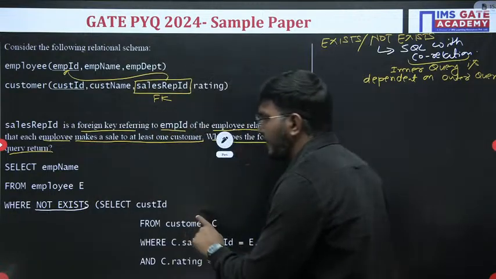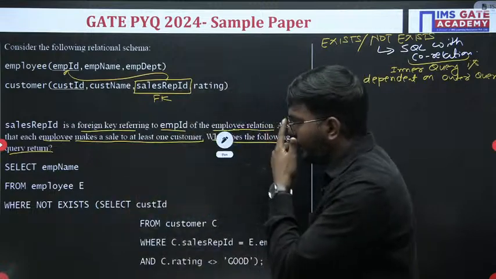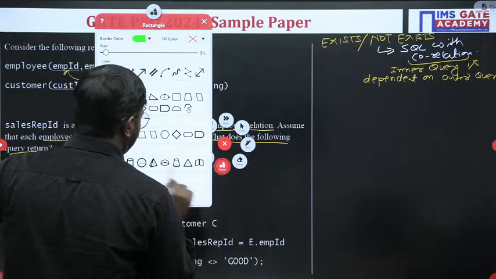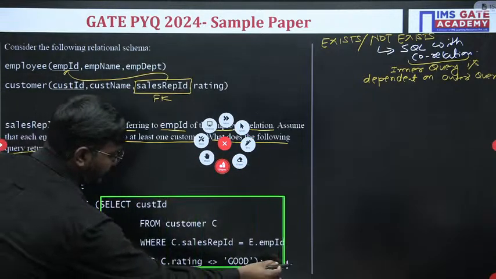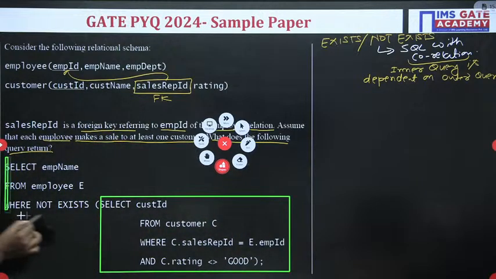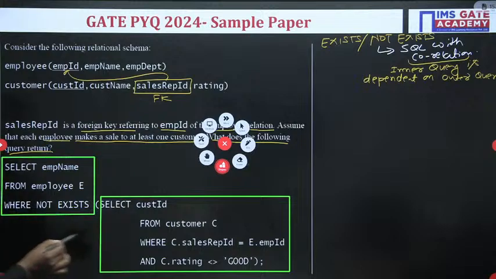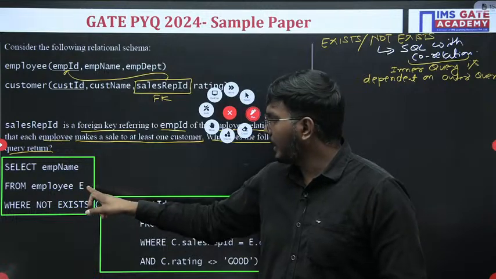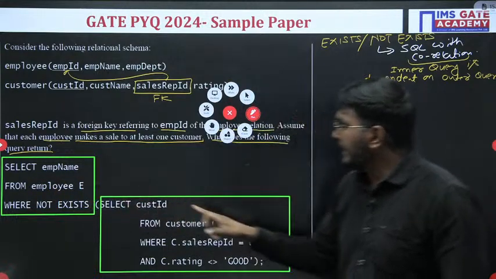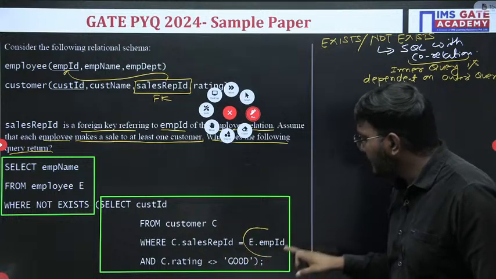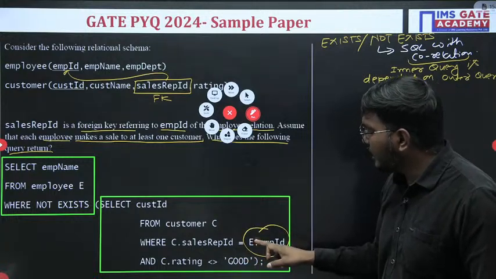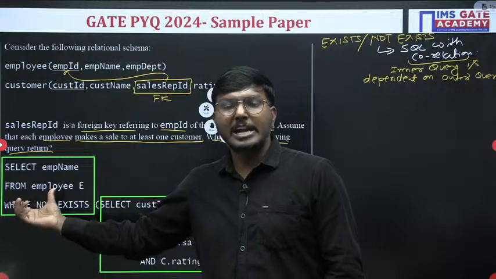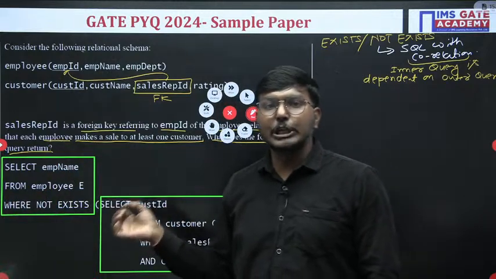Like here, this complete section is our inner query, and this is our outer query. If you observe carefully, the outer query relation is E, employee E. Now in the inner query we are using E dot employee ID. This E refers to the relation of the outer query. It means the inner query is dependent on the outer query, so this given SQL is a SQL with correlation.